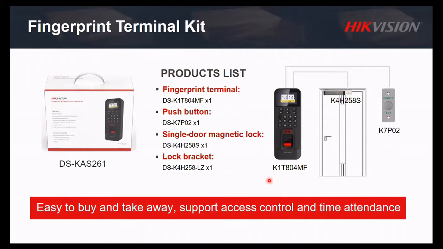Another way to make life a lot simpler is to remember one product code. So the one product code, this is a kit. So this kit includes the fingerprint terminal, the 804, like we just mentioned. It's got the push button for exiting. It's got a single door magnetic lock. So your mag lock is included in here, as well as the lock bracket. So it's a single kit, makes it easier to buy, makes it easier to know that you've got everything that you need to go and install. So a nice retail box over there. It's a very, very popular item as well.